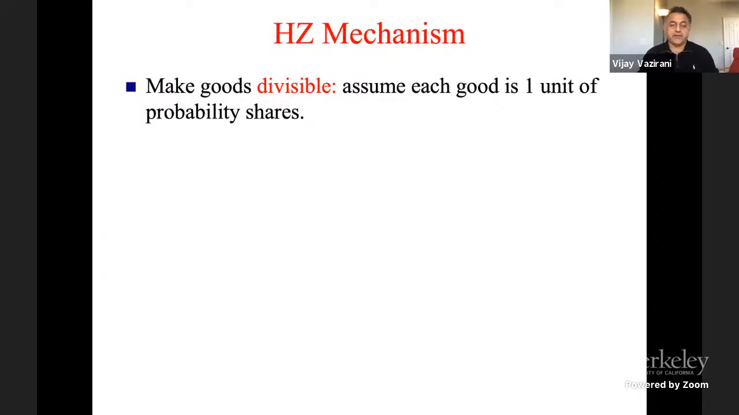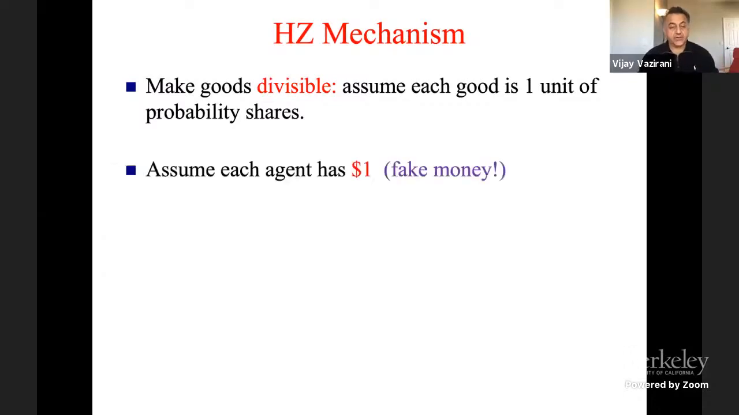So in order to really be a Fisher market, goods have to become divisible, and that's done by making each good be 1 unit of probability shares. And you assume that each agent has $1 of money. This is fake money. It's no novelty today, but in 1979, this was a big concept, to have fake money.